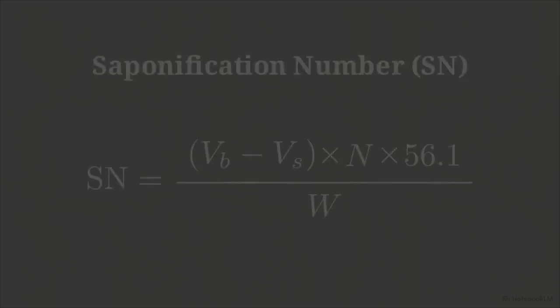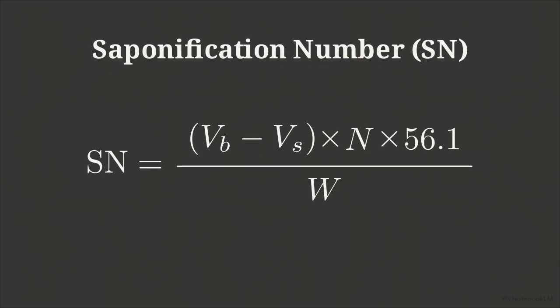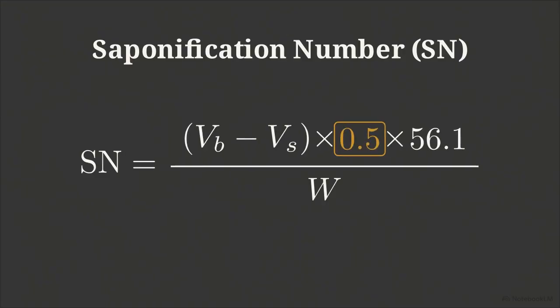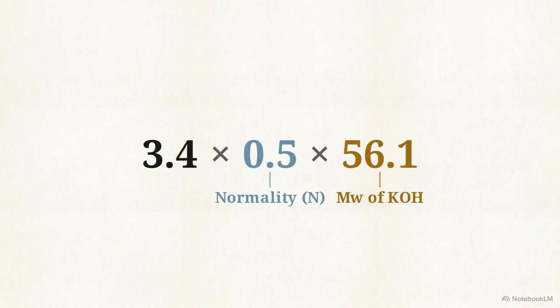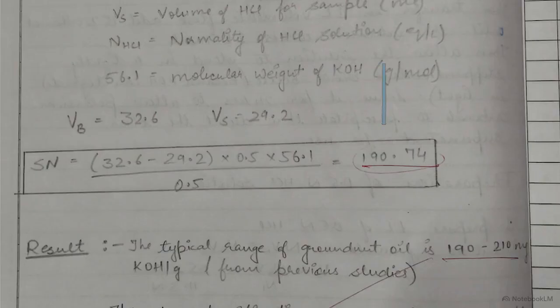Inside the formula, we have 2 constants, the normality of our acid solution, which is 0.5, and the standardized molecular weight of potassium hydroxide, which is 56.1. Now we plug in our experimental data. Our blank required 32.6 milliliters to neutralize, and our sample required 29.2. We subtract the sample volume from the blank volume and multiply by our constants. Completing the arithmetic gives us the exact saponification number for our batch, 190.74.